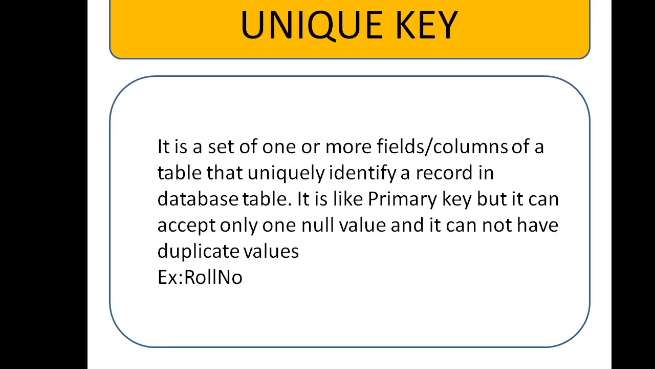Unique key is a main one. A unique key is a set of one or more fields of a table that uniquely identify a record in a database table. It's like a primary key, but it can accept only one null value and it cannot have duplicate values. The major difference between primary key and unique key is that a unique key accepts one null value and does not have duplicate values. A primary key won't accept even a single null value, and it provides the referential integrity facility.